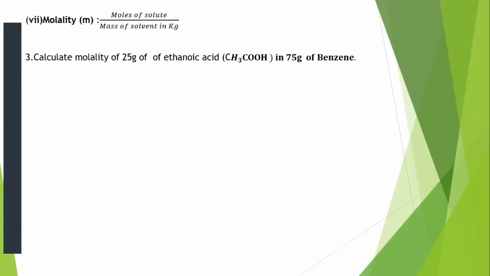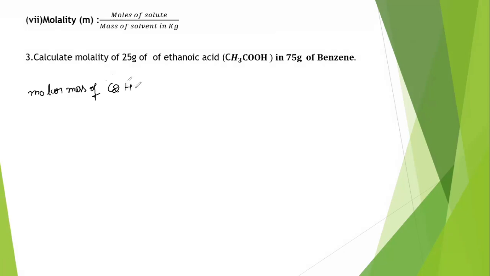Okay, let's solve the problems on molality and molarity. The question is to calculate the molality of 25 gram of ethanoic acid, CH3COOH, in 75 gram of benzene. First, we have to calculate the molar mass of C2H4O2. The number of carbons present is 2, and the mass number of carbon is 12. So 12 into 2 plus hydrogen 1 into 4 plus oxygen 16 into 2. The final answer is 60 gram per mole.